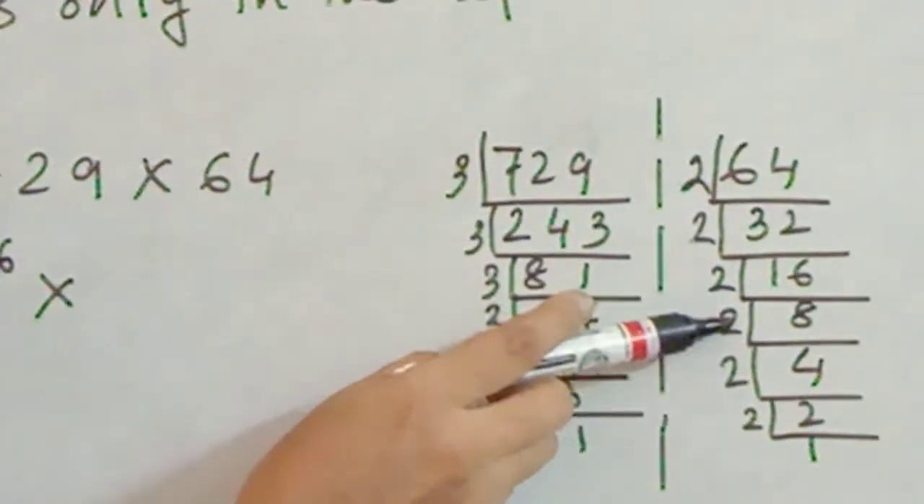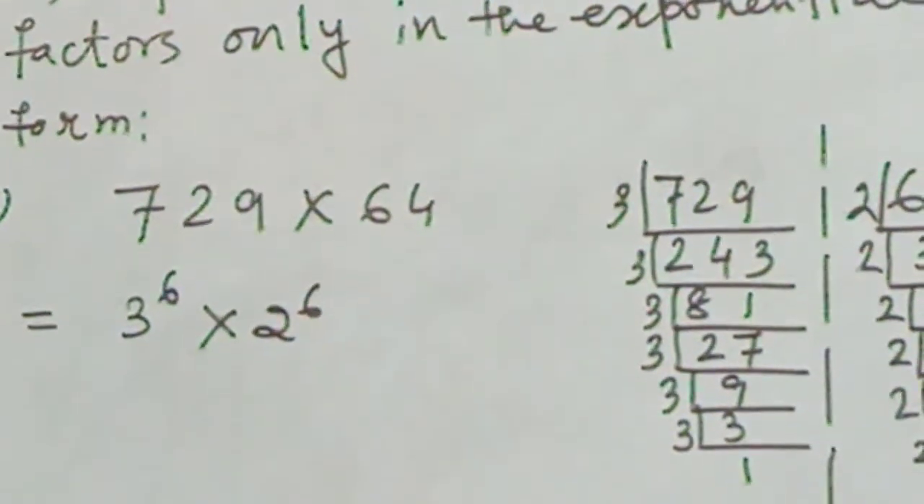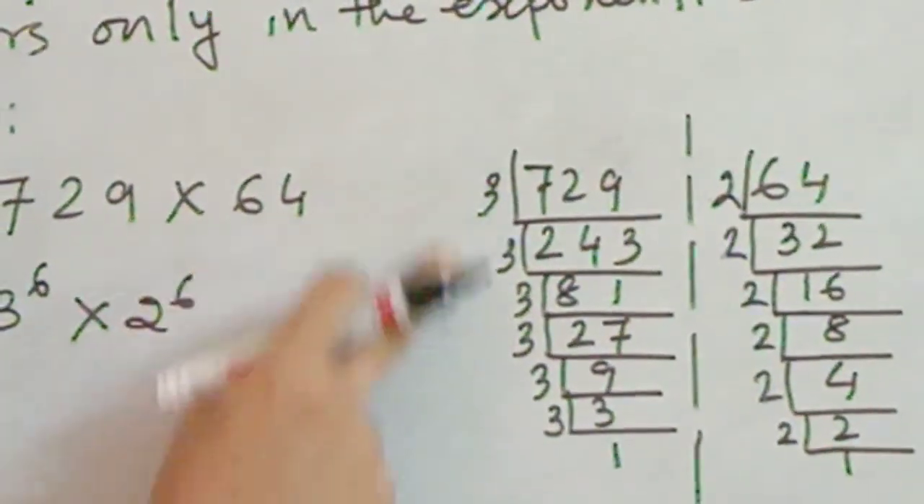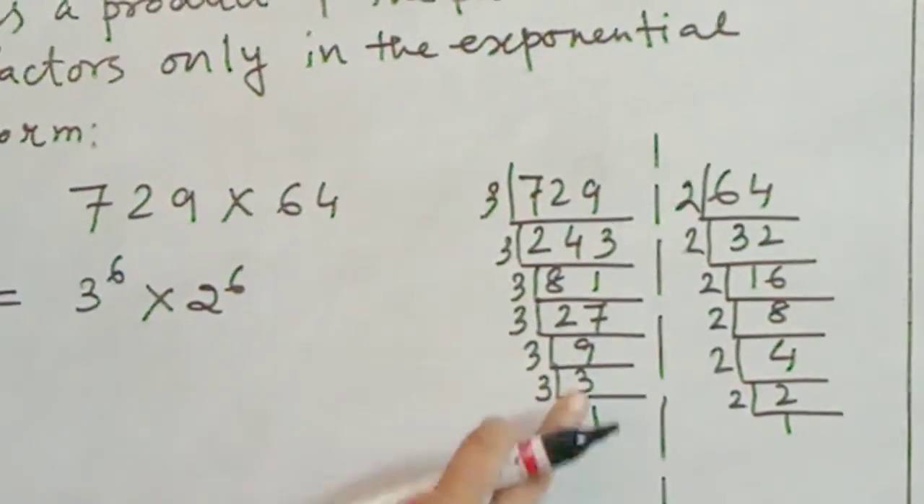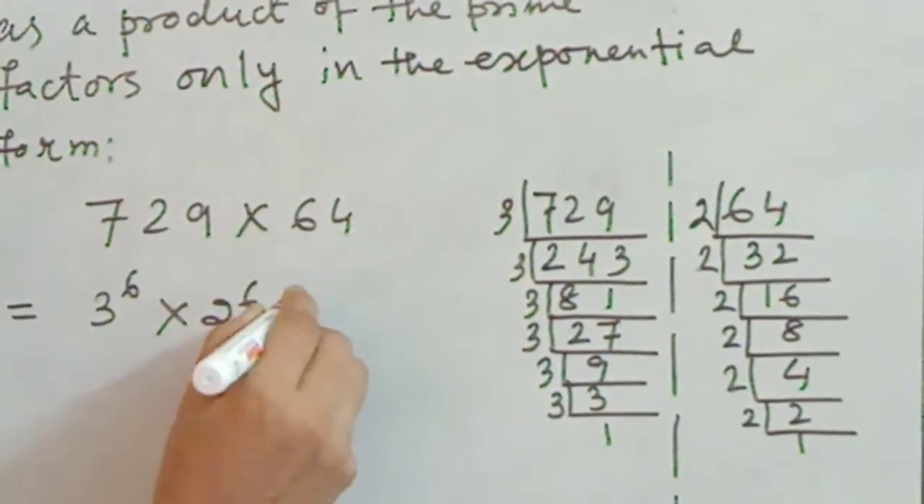64 is 2 to the power 6. So in this way you can write the answer only, but you have to show these prime factors. How you are finding the prime factors, this is known as prime factorization. You have to show this one and then you will write the answer.